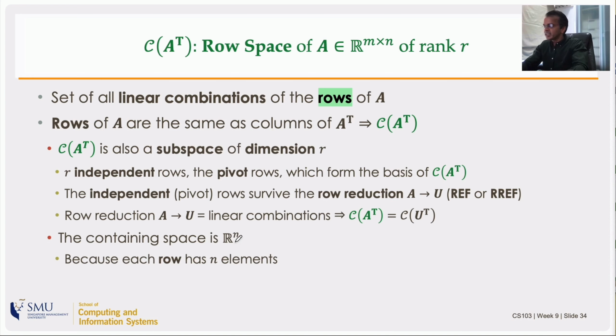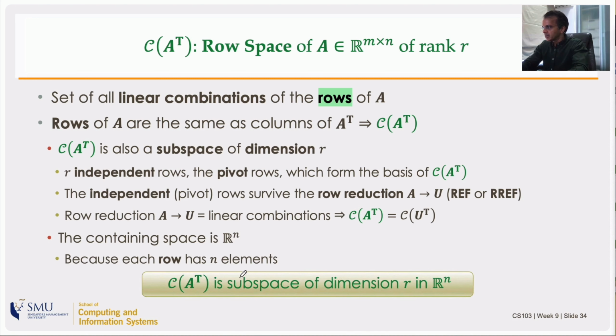But the containing space is the same as the null space. It's on the input side, Rn. Each row has n elements. So the row space is a subspace of dimension r, the rank, in Rn, n being the number of columns.